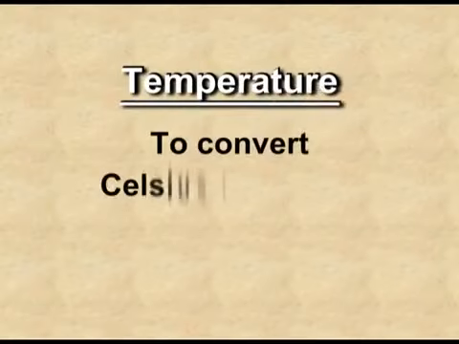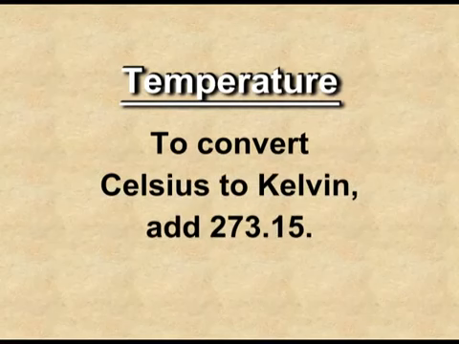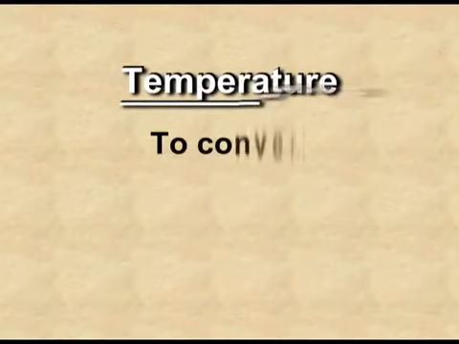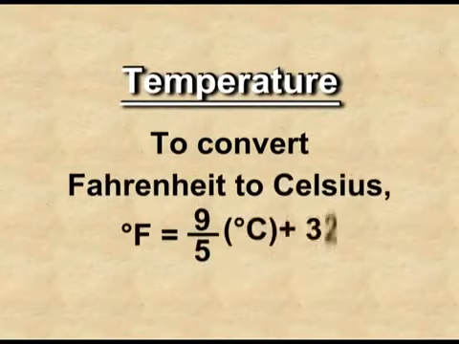We can convert degree Celsius into Kelvin by adding 273.15. For example, 0 degrees Celsius is equal to 273.15 Kelvin. Similarly, 100 degrees Celsius is equal to 373.15 Kelvin. Degree Fahrenheit can also be converted into degree Celsius by using the formula: degree Fahrenheit equals 9/5 times the temperature in degrees Celsius plus 32.